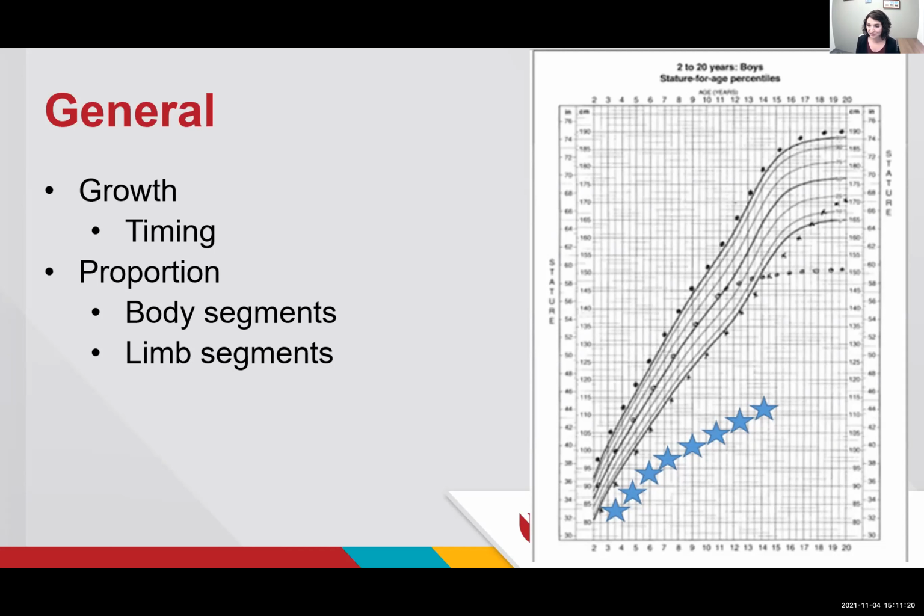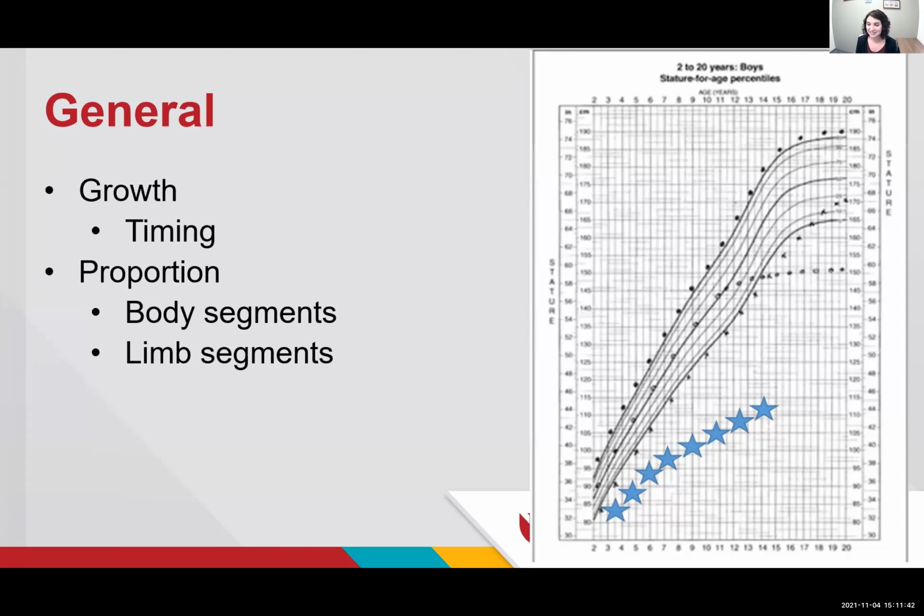The bottom set of dots that are there show someone who's always growing at the same rate, same velocity, but always a little bit below the curve, kind of falls away from the curve as people are going into their adolescent growth curve, and then keeps growing a little bit longer, and overall ends up with a typical stature, as we can see in a constitutional growth delay or a short stature.